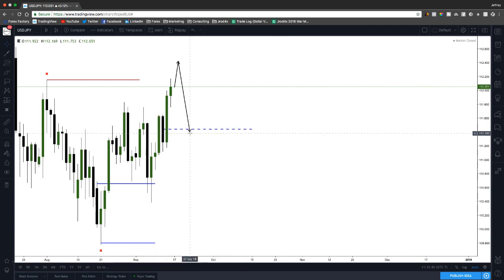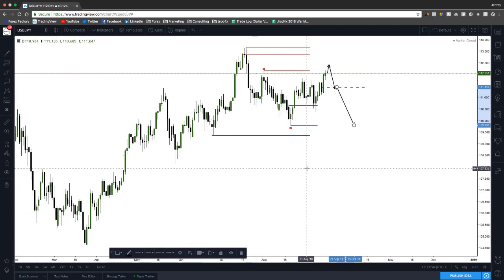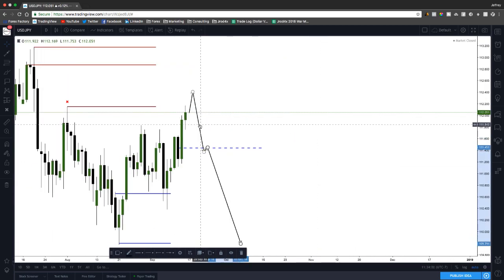All right, so if we get back below 111.44, at that point we have to assume that the bearish confirmation is there, and we'll look for a retest of that level and just continued weakness, going for the liquidity below 109.80. Okay, so that's pretty much what I got for dollar yen.